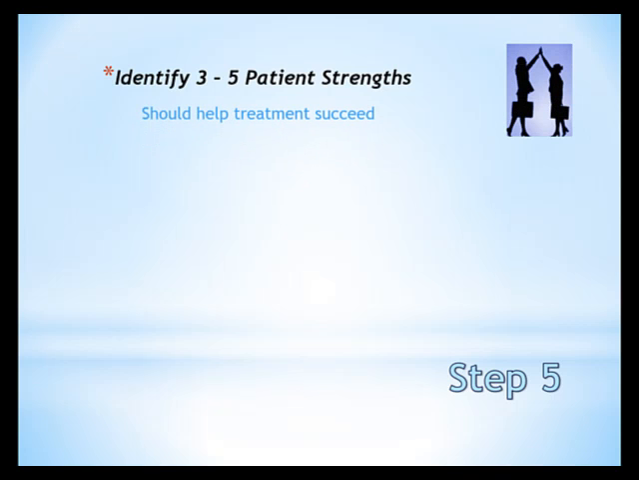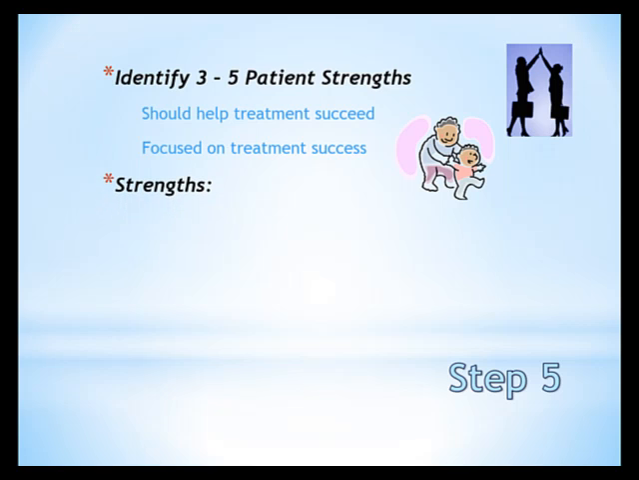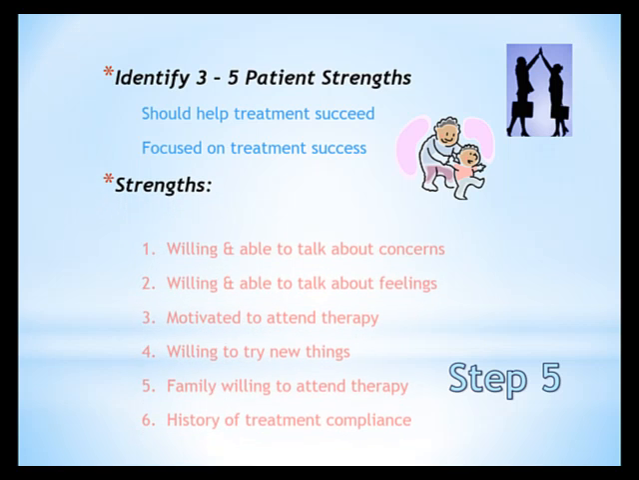Step 5. Collect a list of at least 3 but no more than 5 of the patient's strengths that will help her succeed in treatment. You will use this to complete the patient's strengths area of the treatment plan. Keep it to the necessary patient abilities for treatment to happen at all. Here is a list of some of the most basic ones.